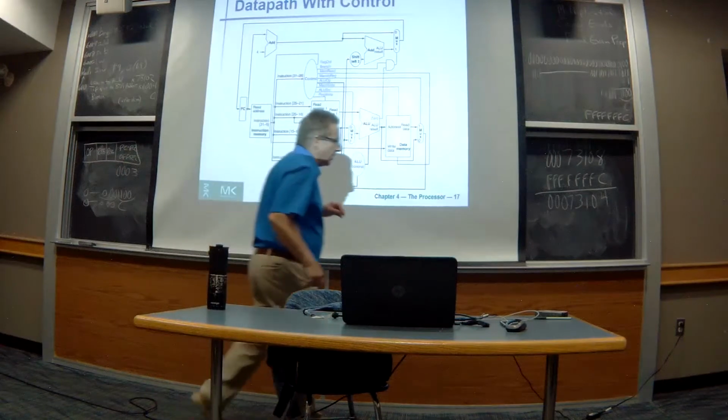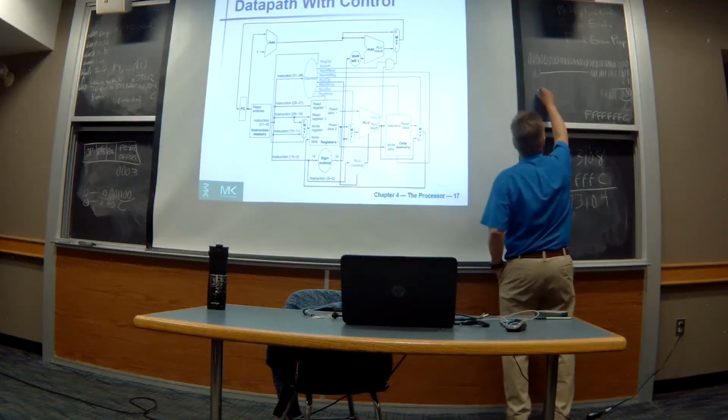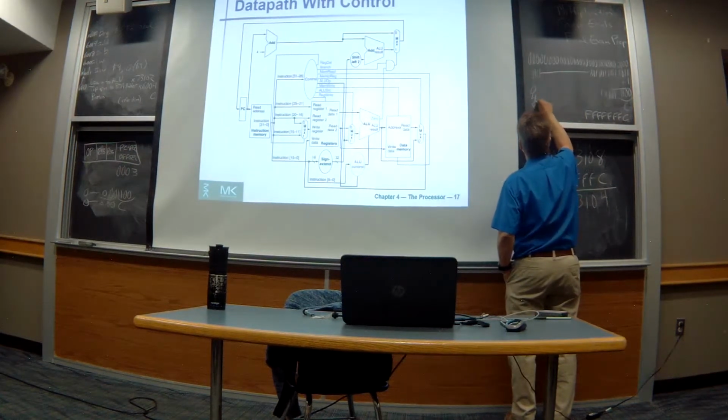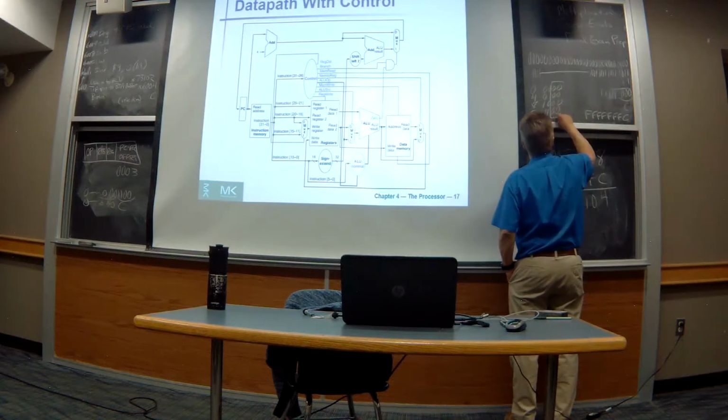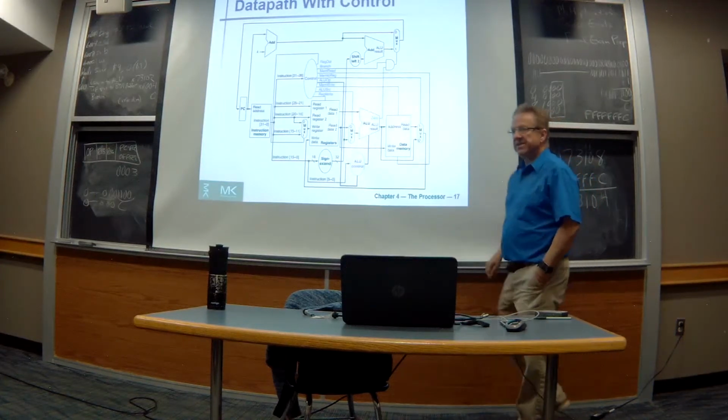And 0, 4, 8, and C. 0 in binary is 0, 0, 0, 0; 4 is 0, 1, 0, 0; 8 is 1, 0, 0, 0; C is 1, 1, 0, 0. So the last 2 bits are always going to be zeros.